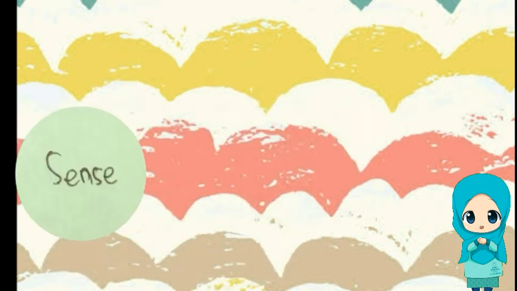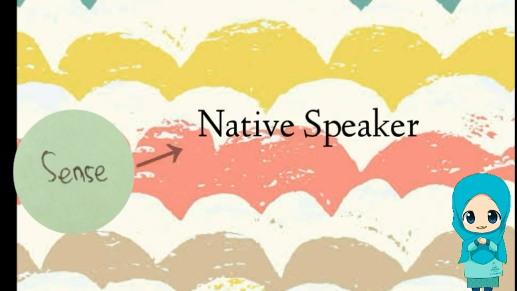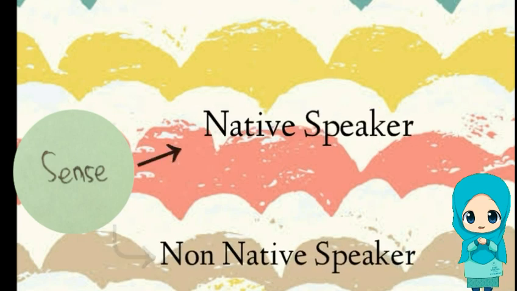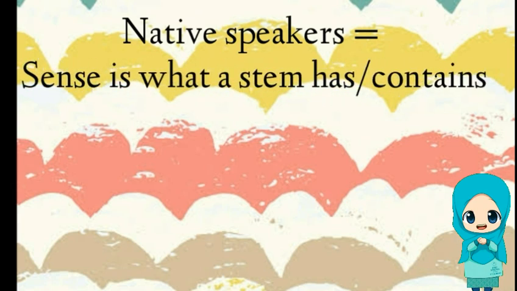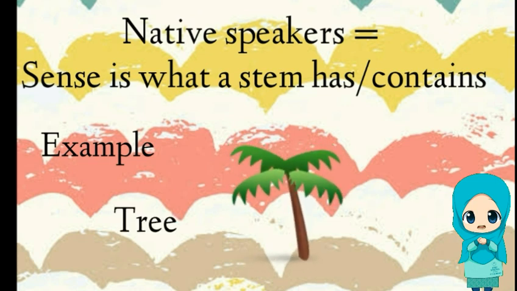What is sense? Sense has two meanings, for native speakers and non-native speakers. For native speakers, sense is what a stem has or contains. For example, in native speakers, sense is also called something that comes to our mind, or the concept of the word. For example, when a person mentions the word tree, we can think directly about the tree. It has branches, leaves, and other descriptions about the tree.